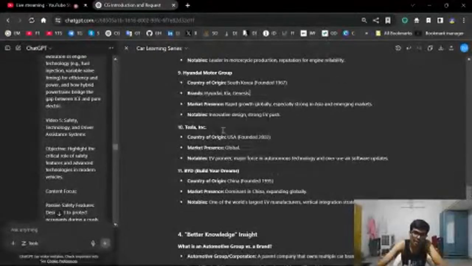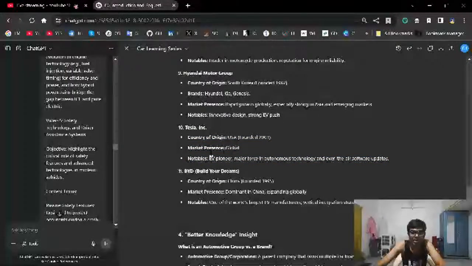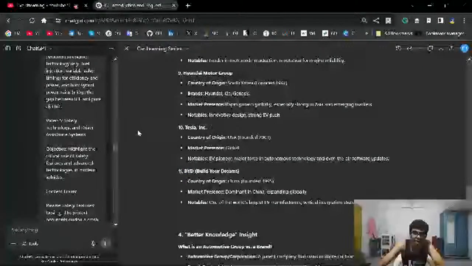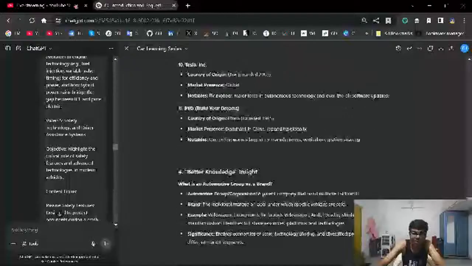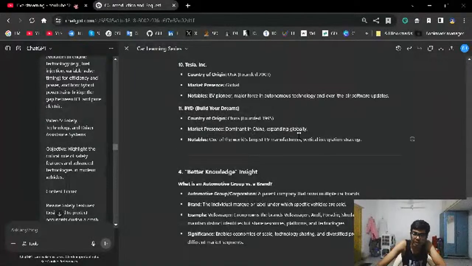EV and Tesla, one of the companies of USA, with global market presence and EV pioneer. Tesla is majorly an EV company, so major focus goes to autonomous technology. And here is BYD, Build Your Dreams, a huge competitor of Tesla in China. They have overtaken Tesla, getting more sales. BYD is one of the good companies in the EV market, more than Tesla, and dominant in China.